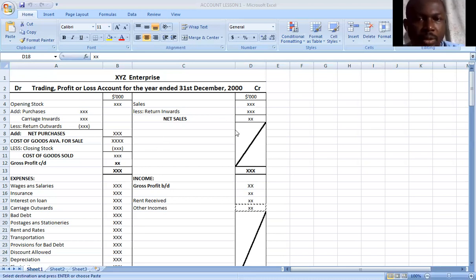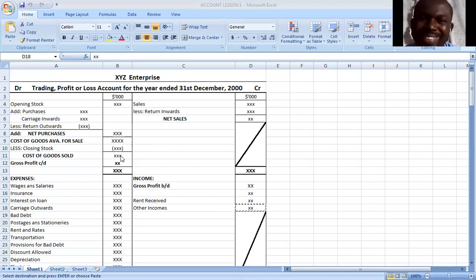Now, after your cost of goods sold, you assume that at least you have some stock left. Those remaining stock as at the end of the trading period is called your closing stock. So you deduct the closing stock from the cost of goods available for sale. When you deduct it, you get the figure called the cost of goods that was actually sold, the cost of goods sold.